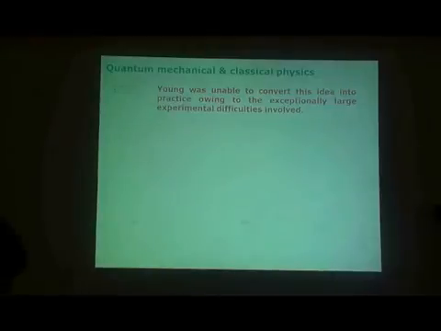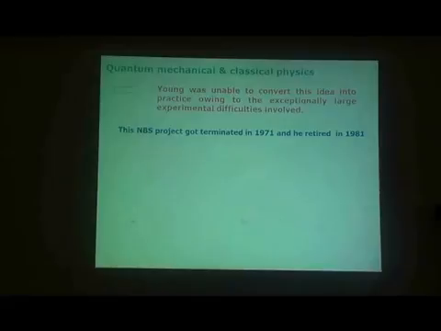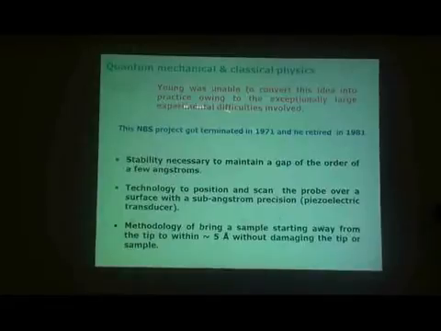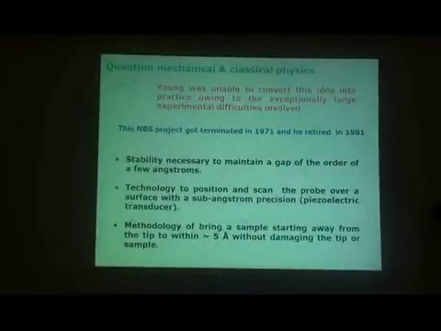But even though he knew this principle, he was not able to put it into practice, mainly because there are always some problems when you want to develop something. You have to find how to engineer things. So one of the problems was his project got terminated in 1971, so he did not have enough funds to carry his project forward.